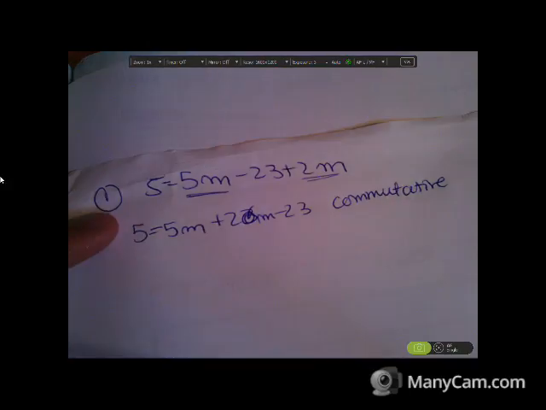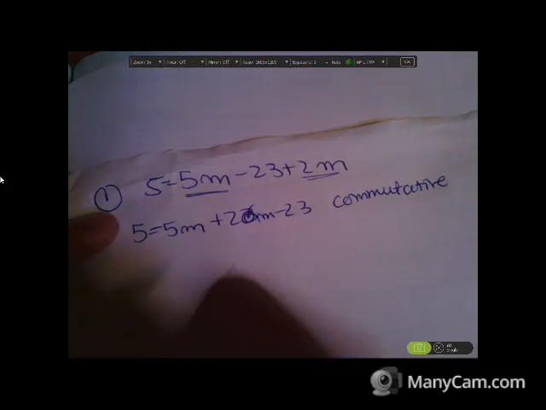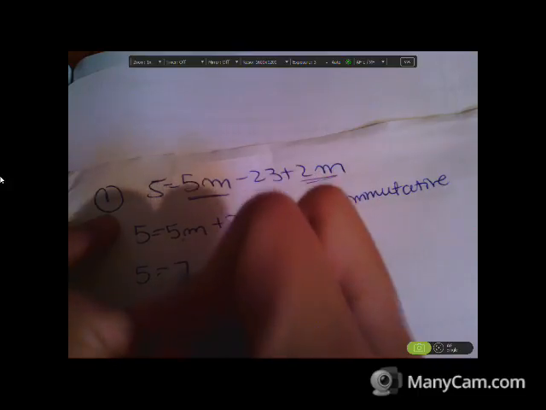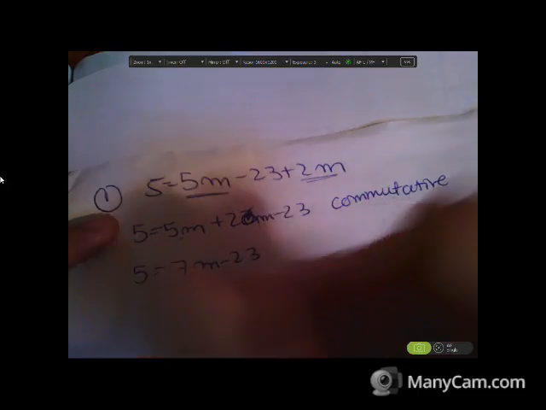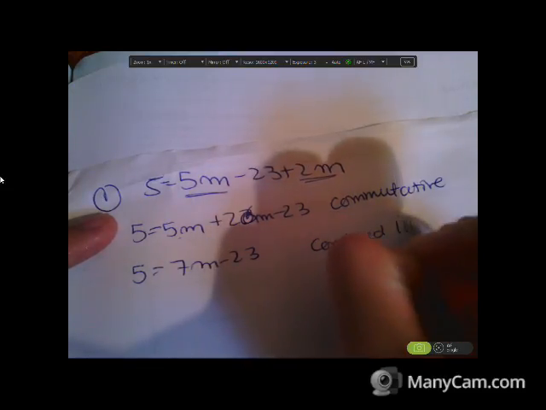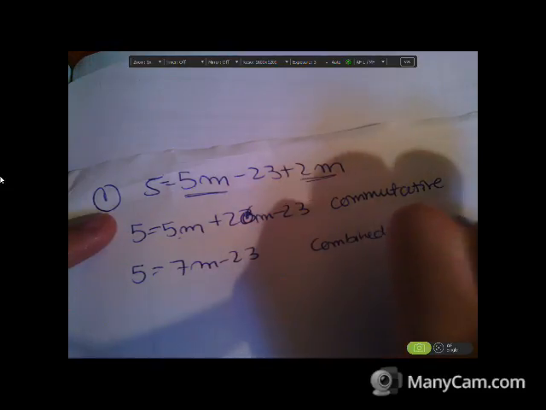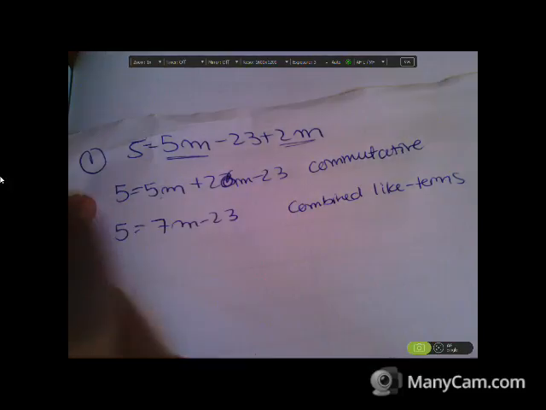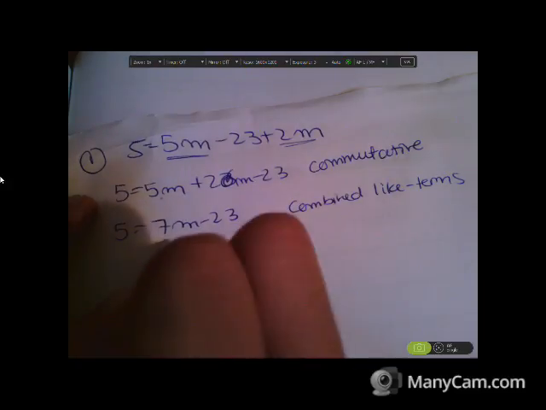Commutative. Next, we want to combine these two. So 5m plus 2m gives me 7m minus 23. And we combined our like terms. What we do next is we want to isolate 7m. We want to get 7m by itself.